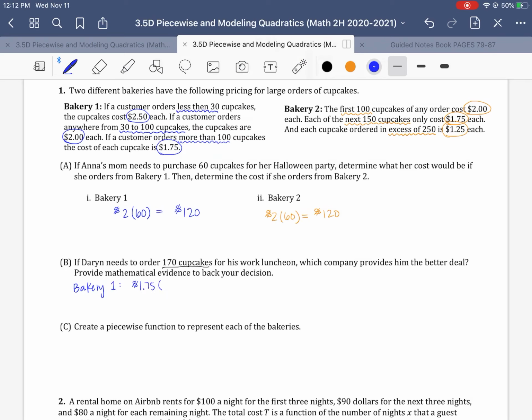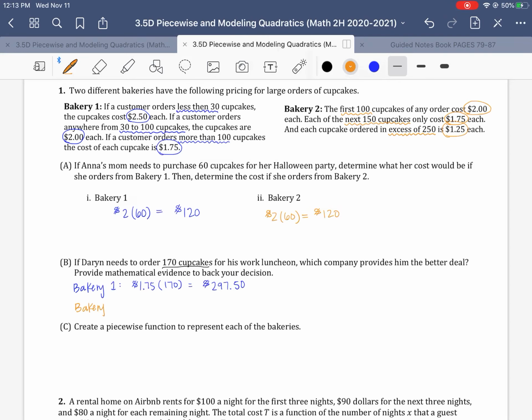So we're going to take $1.75 and multiply it by 170 cupcakes. And when we do that, we end up with $297.50. So that would cost him just under $300 for those cupcakes.